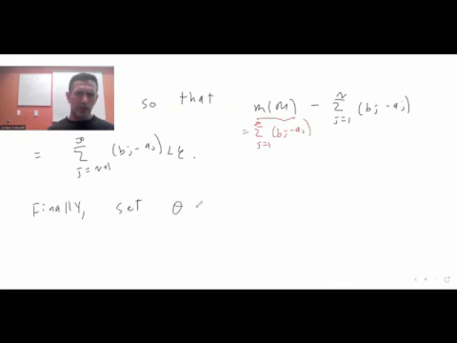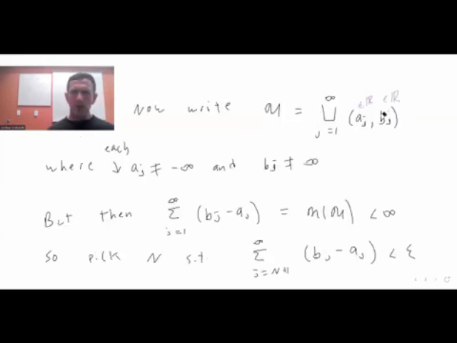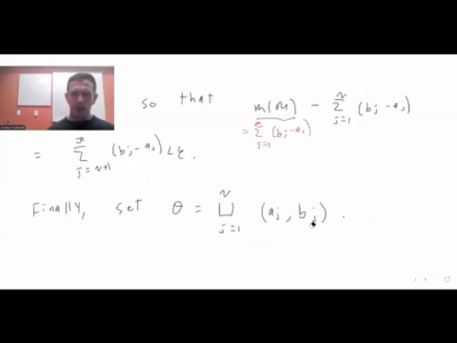So that means I can set theta to be this disjoint union of open finite intervals. Right. So clearly, U is a whole union. So this is definitely a subset of U. That's going to be useful.